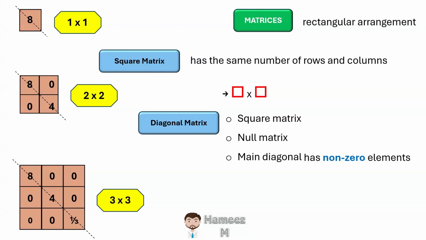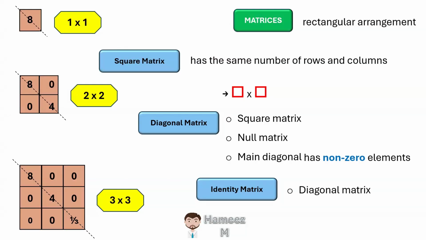And finally, we have an identity matrix. In an identity matrix, it is a diagonal matrix. That means it's a square matrix. Most of its elements are 0, except on the main diagonal. And in an identity matrix, what happens is the main diagonal, all the elements on that is 1.